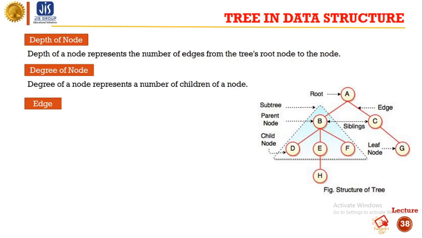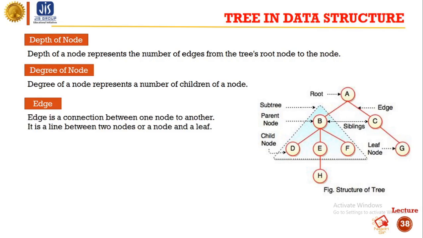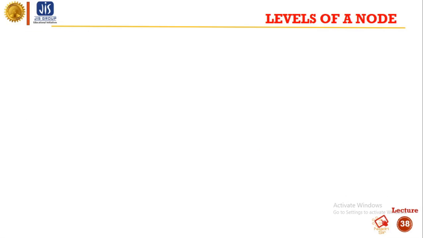Now, what is an edge? An edge is a connection from one node to another. It is basically a line between two nodes, or between a node and a leaf. A and B are two nodes, and the connection between A and B is an edge. Nodes are connected by a line, which is called an edge.